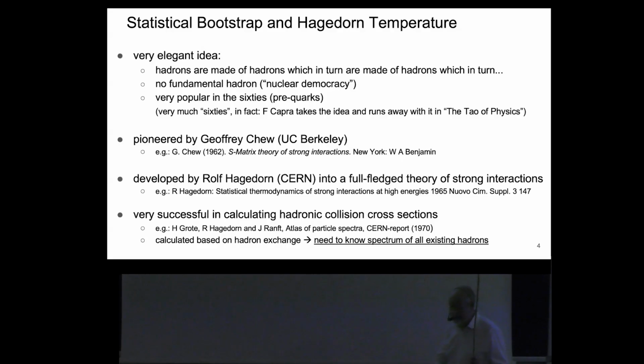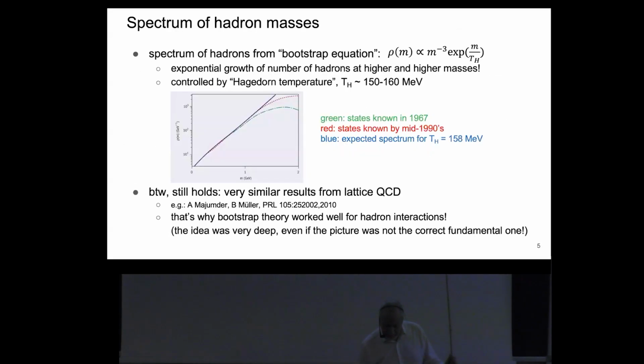And this is where Hagedorn comes in, because he had calculated the spectrum of hadron masses by this equation, which is the bootstrap equation, so the density of hadrons with a mass m, which had this dependency, mass to the minus 3, e to the m over T_H. This T_H is, and you will see why in a minute, what is called the Hagedorn temperature. And the value that was used was 150 to 160 MeV. And as you can see, the thing works rather well.